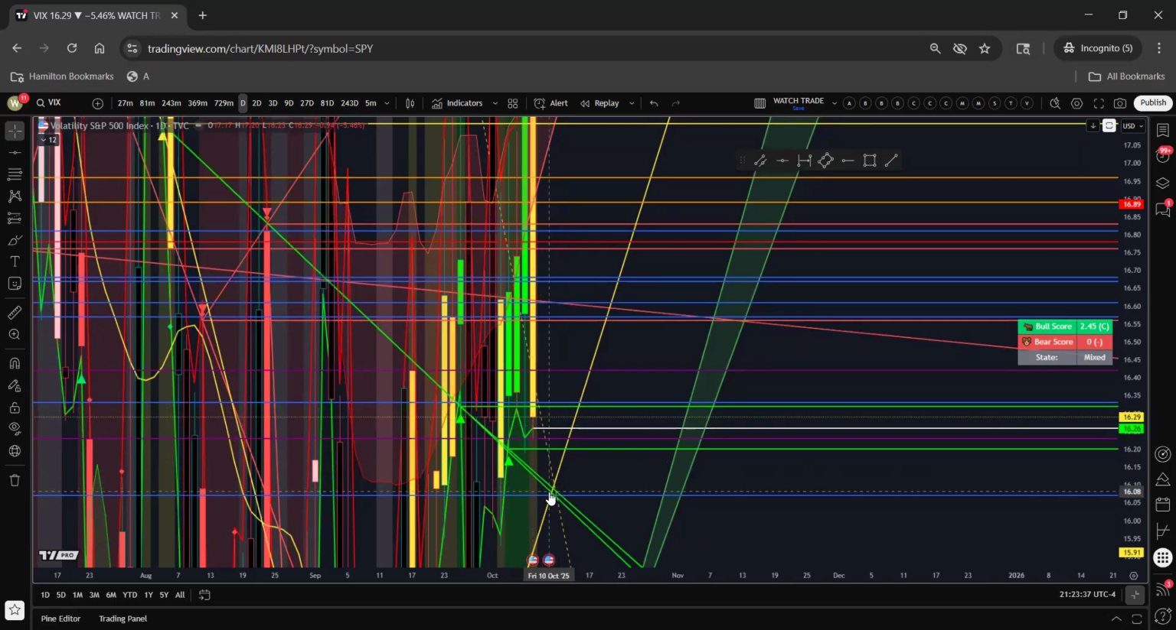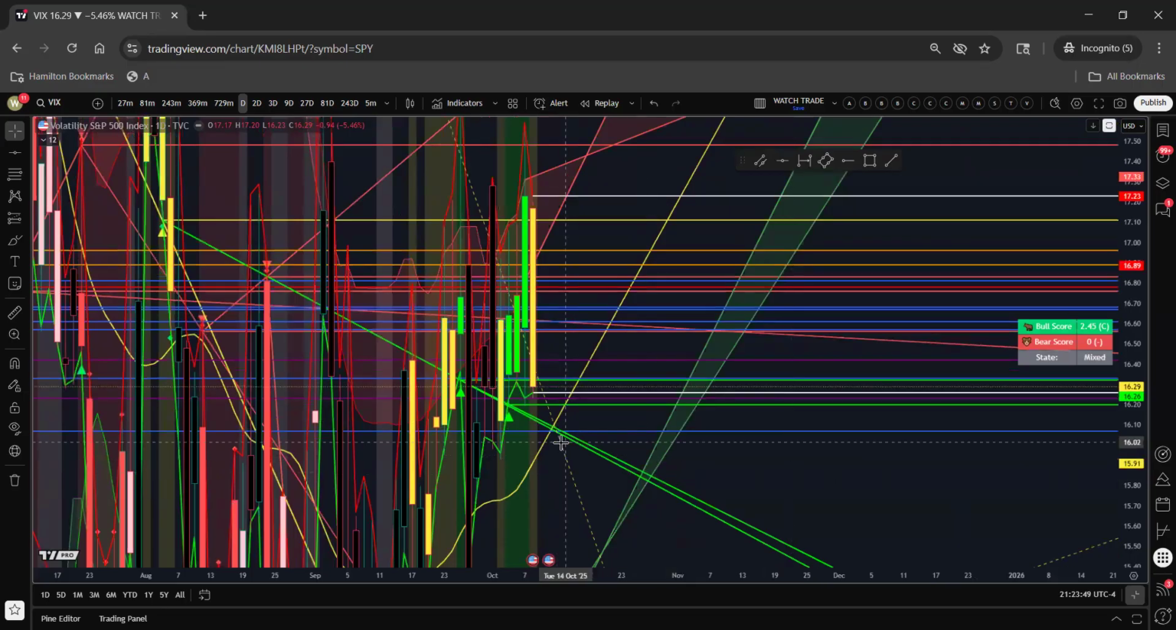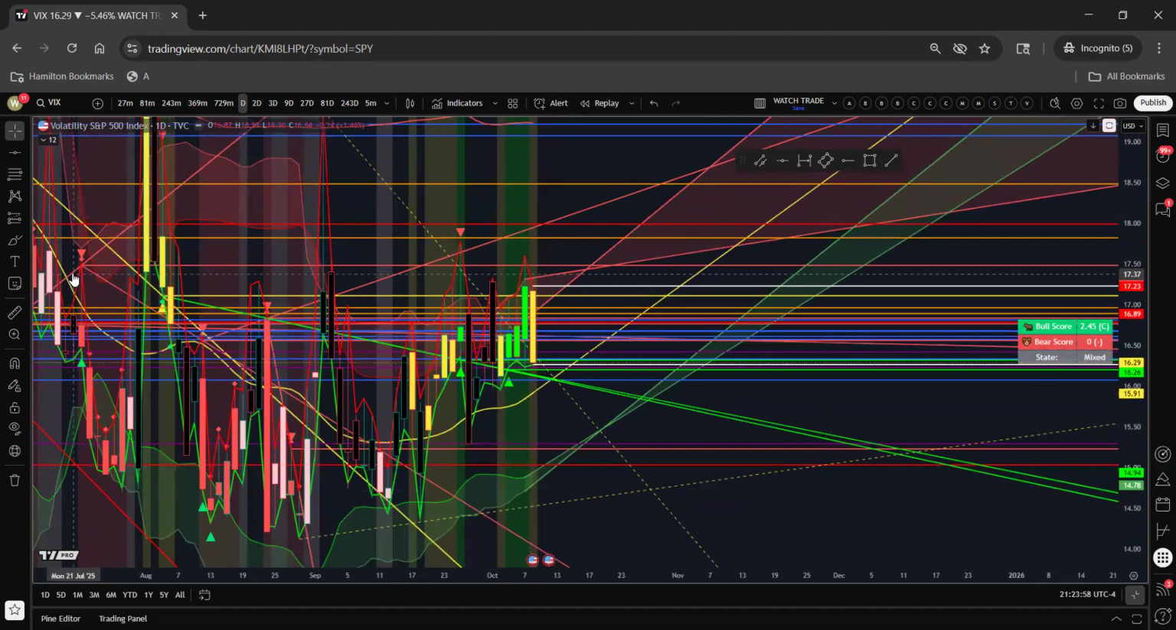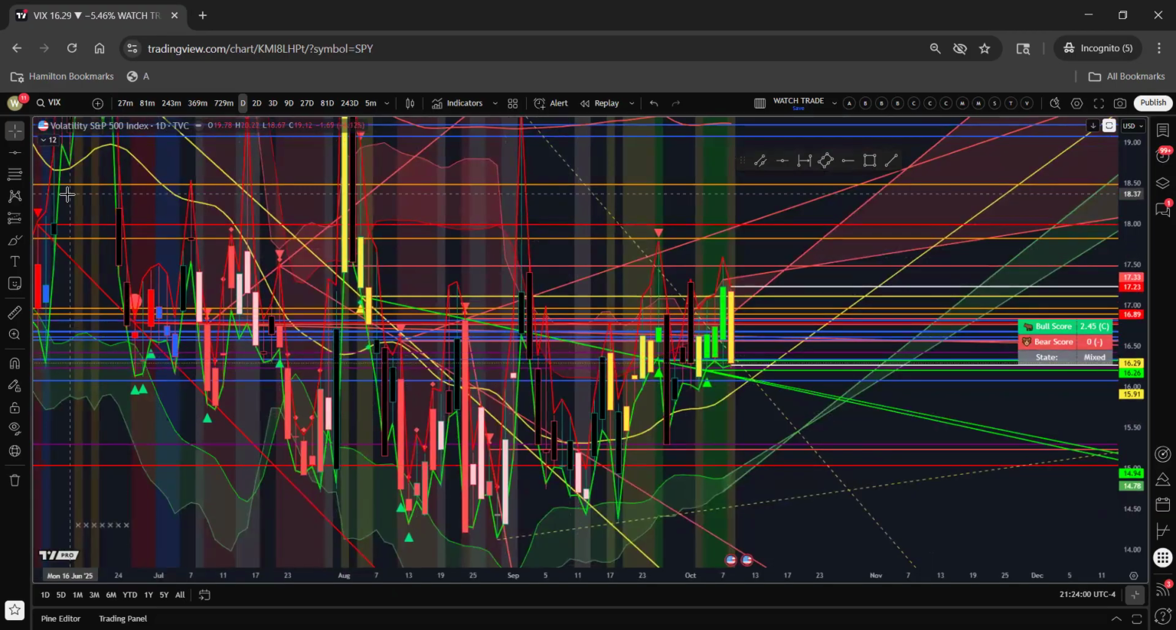What I anticipate is, look where everything converged at this apex right here. Friday, October 10th, the VIX might bottom out, or it'll continue its plunge, its descent. So it can either bounce. This might be a bounce level for the VIX. And let's look at patterns. We have a potential saucer pattern.